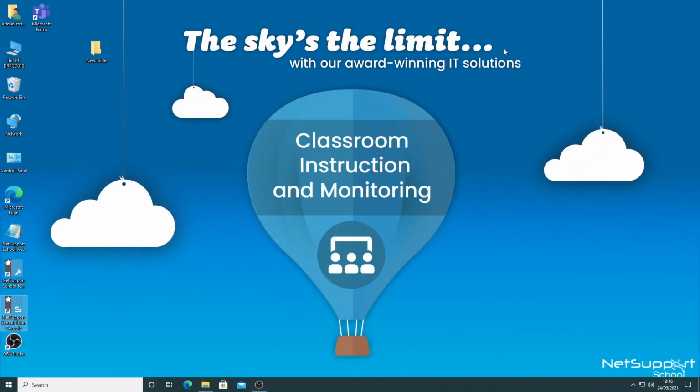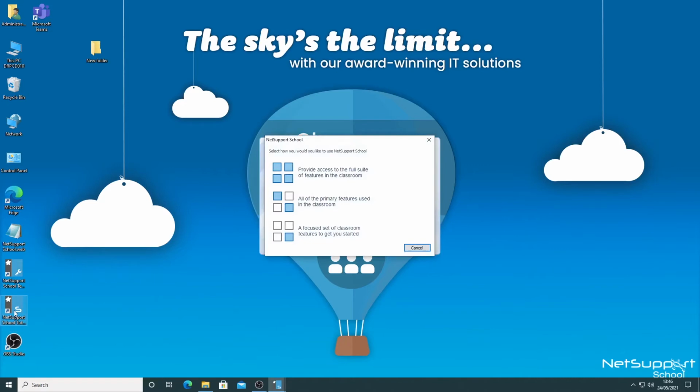So now that we've had a little look at the easy mode in NetSupport School, let's dive into the intermediate mode and see what offers and opportunities and features and functionalities there are inside that layout and view of NetSupport School. So as before, we simply go to the NetSupport School tutor console just here. And as before, we get to choose from one of our three options, the easy mode, intermediate or advanced. And this time we're going to go for intermediate, which is this option here in the middle. All of the primary features used in the classroom.